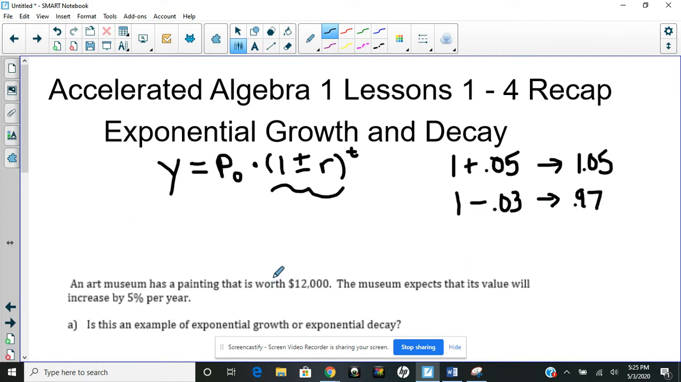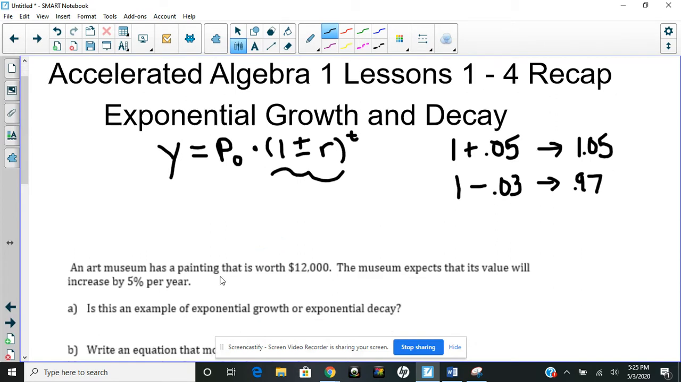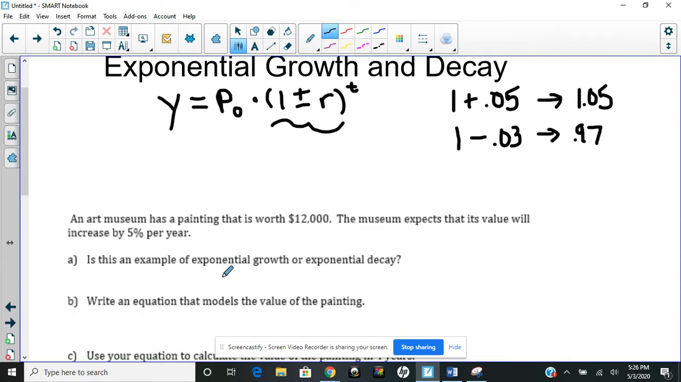Ready to do some problems? Okay, here we go. So, an art museum has a painting that's worth $12,000. That's going to be our P sub 0, it's our initial amount. The museum expects that its value will increase. So increase means I'm going to be using the plus. It's going to be growth by 5%. And we said we have to put that as a decimal. So you move the decimal place over twice, you get 1.05.